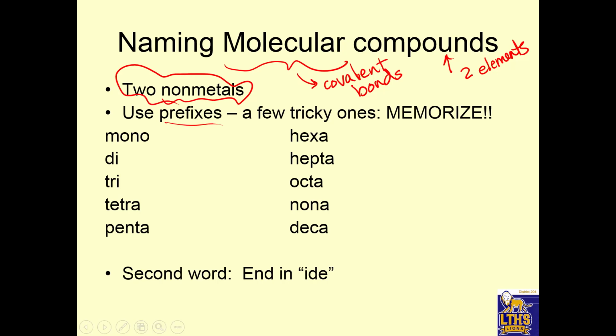We're going to use some prefixes to tell you how many atoms are involved. So you have to memorize what these prefixes mean. Mono means 1, di is 2, tri is 3, tetra is 4, pent is 5, hex is 6, hept is 7, octa, like an octopus, 8, nona 9, and deca is 10. Decade is 10 years. Okay. And then the second word of a compound that has 2 nonmetals is going to end in ide.